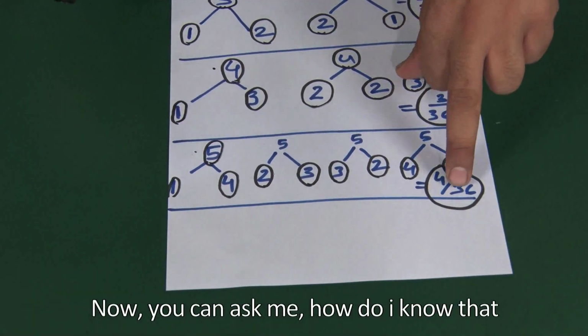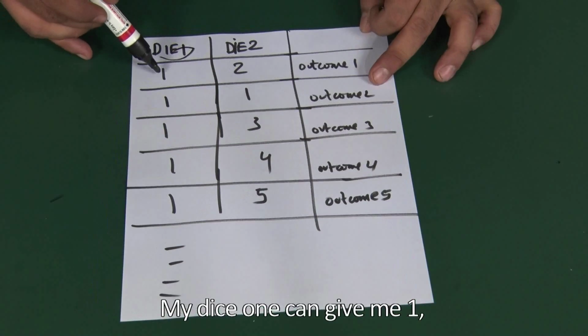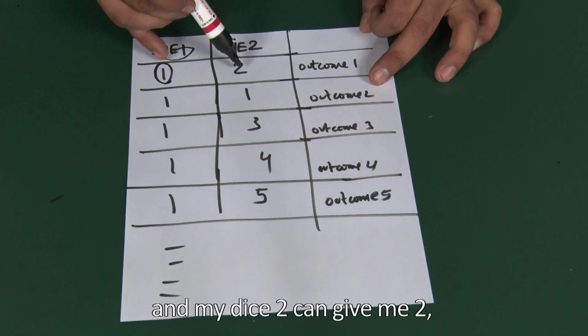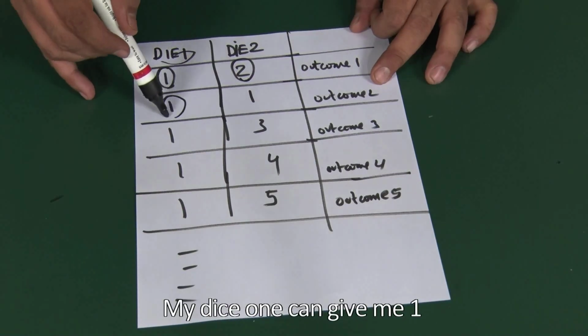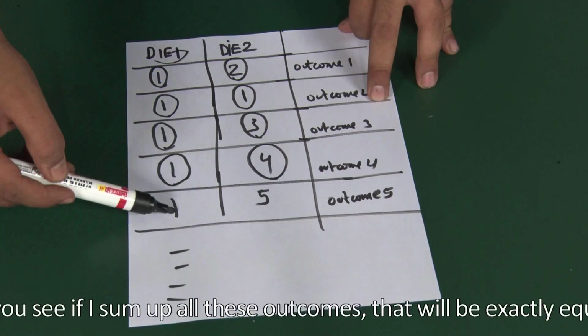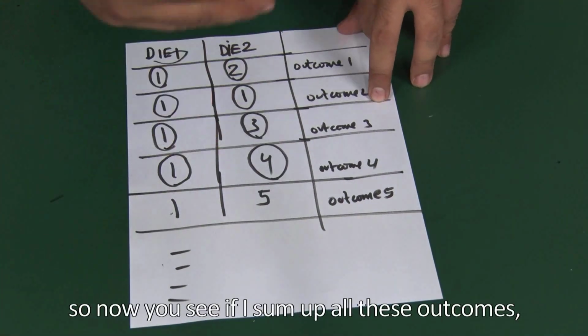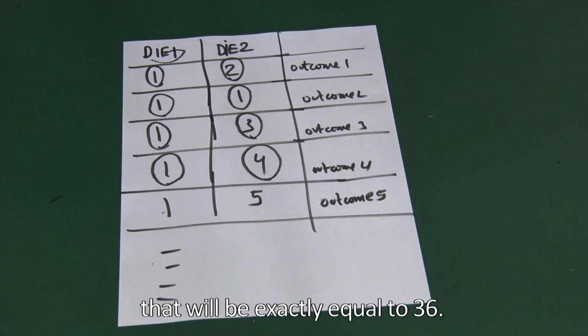Now you can ask me, how do I know that there will be definitely 36 outcomes? My die 1 can give me 1 and my die 2 can give me 2. So that's one outcome. My die 1 can give me 1 and my die 2 can also give me 1. That's the second outcome. So on and so forth. So now you see, if I sum up all these outcomes, that will be exactly equal to 36.